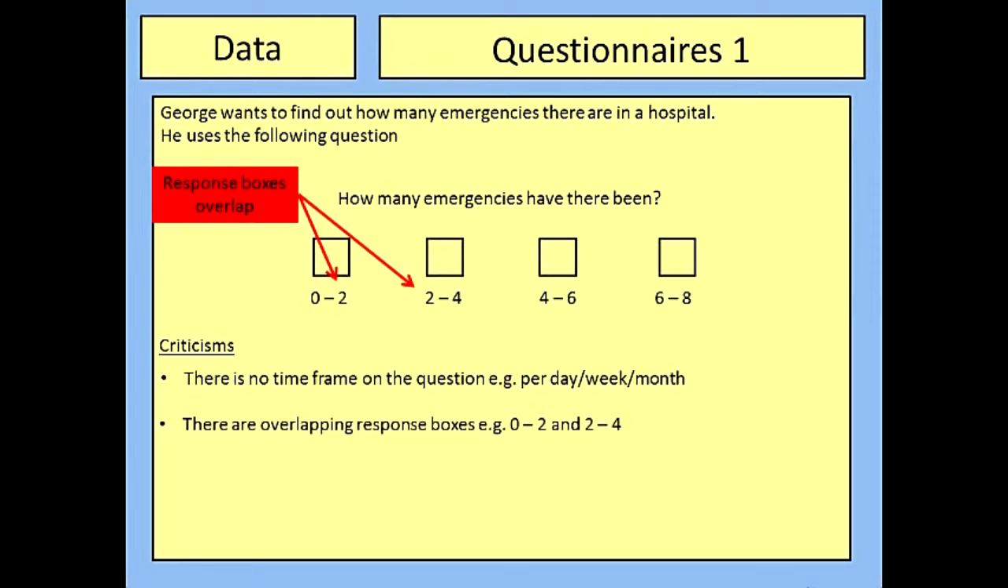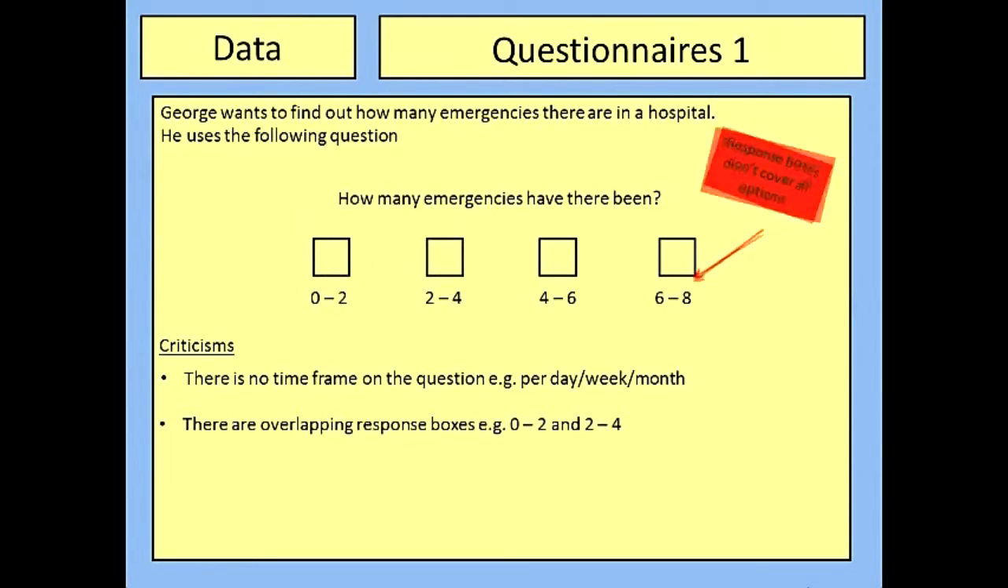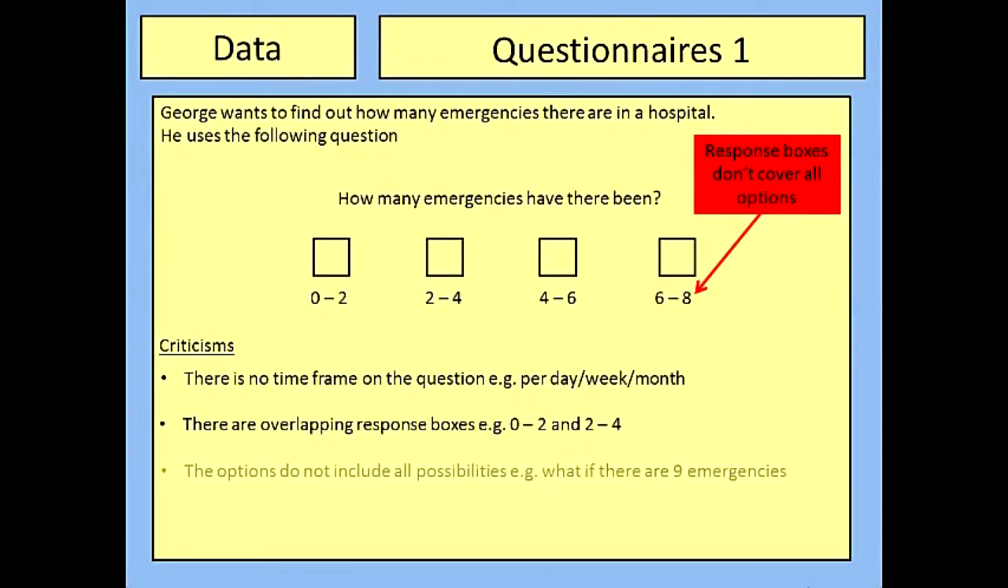The third thing that is done wrong is what happens if there were 9 emergencies, or 10, or 100? George hasn't covered every single option on this, and he needs to make sure that his options include all of the possibilities. So 9, 10, 100, a million emergencies. There's got to be some option that you can tick if there's been greater than 8 emergencies.